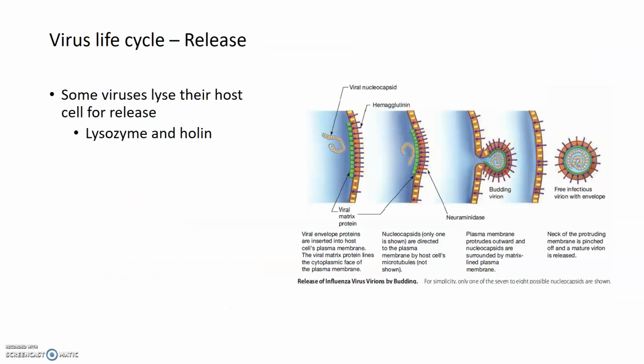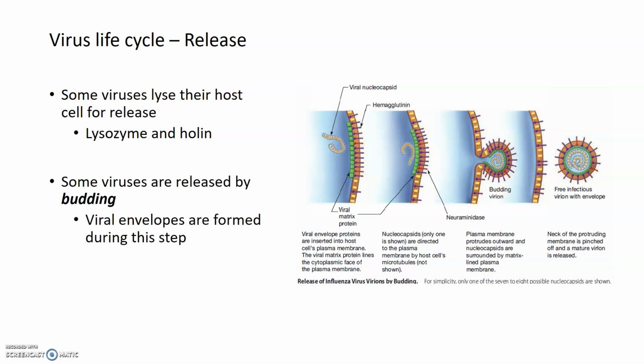And usually that happens in the final stage, which is the release stage. And so some viruses are not able to be released in any other way from their host other than to kill it. And they use several different enzymes: lysozyme to destroy cell membranes, and holin, which pokes holes or pores in membranes and allows viruses to be released outside of the host cell, killing it in the process.